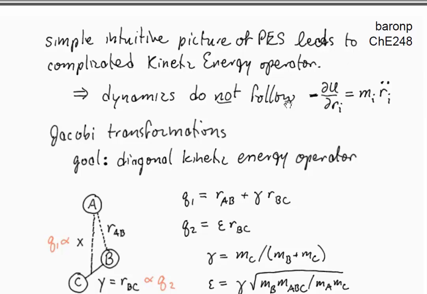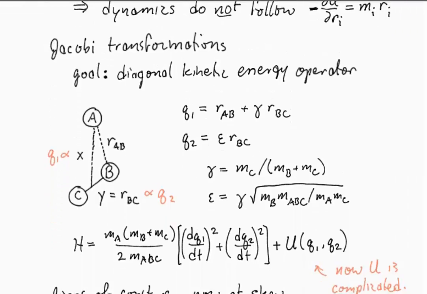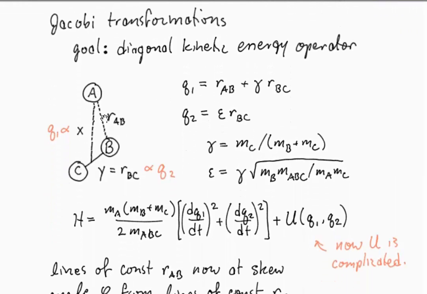When you don't have this diagonal kinetic energy operator, your dynamics do not follow a very simple separable equation in which all of the variables evolve according to the forces on those variables. So what you do is this Jacobi transformation. We're not going to do a lot of this. I'm just going to walk you through what one of them looks like. This is the transformation for an atom exchange reaction with 3 atoms. You have a coordinate x and a coordinate y. y corresponds to the distance between the BC bond, and x corresponds to the distance between A and the center of mass of the BC fragment.